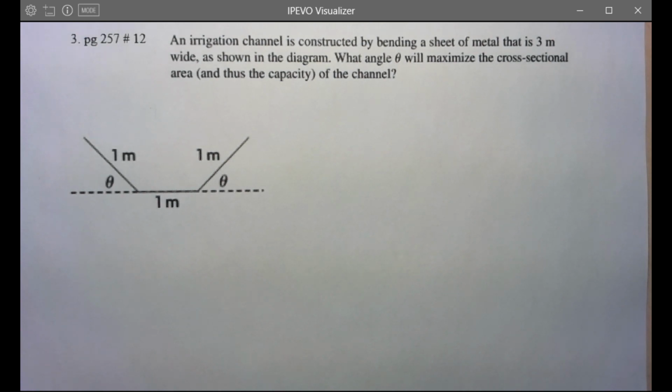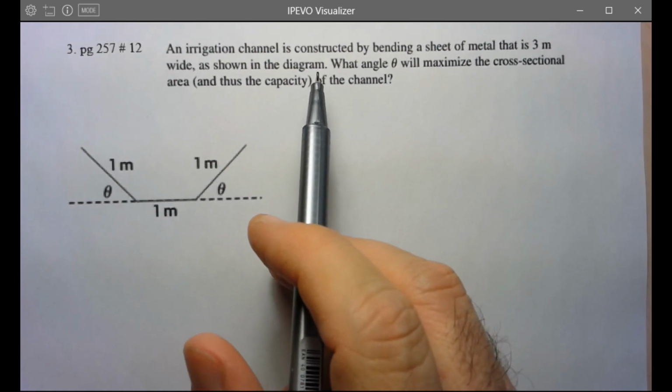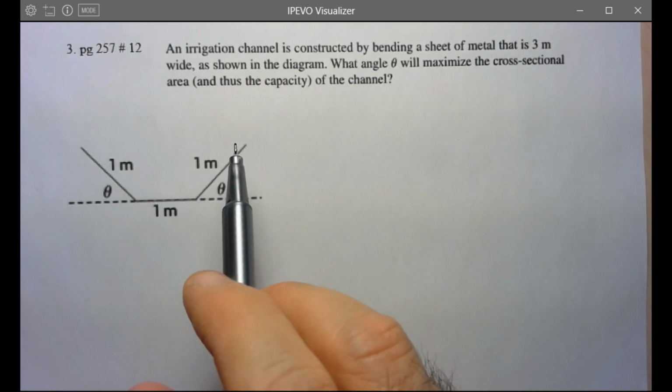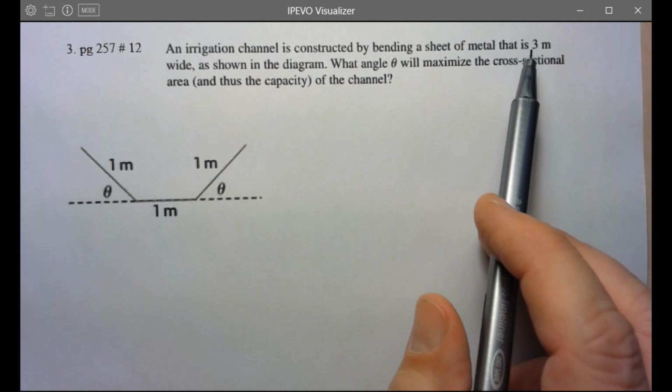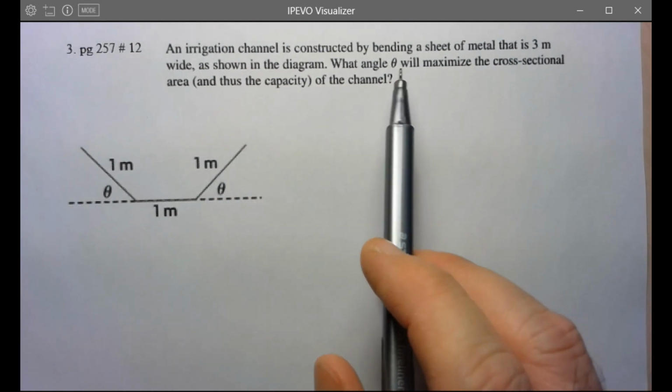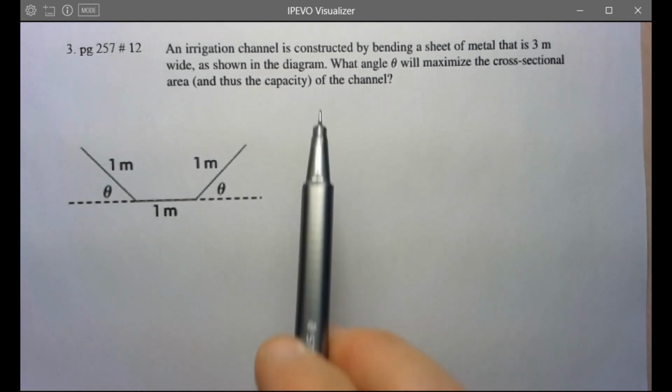Hi folks, we're going to take a look at page 257, number 12, which was also a question on the lesson sheet. So let's take a look at what they're asking. It's saying an irrigation channel is to be constructed by bending a sheet of metal that is 3 meters wide. What angle theta will maximize the cross-sectional area and thus the capacity of the channel?